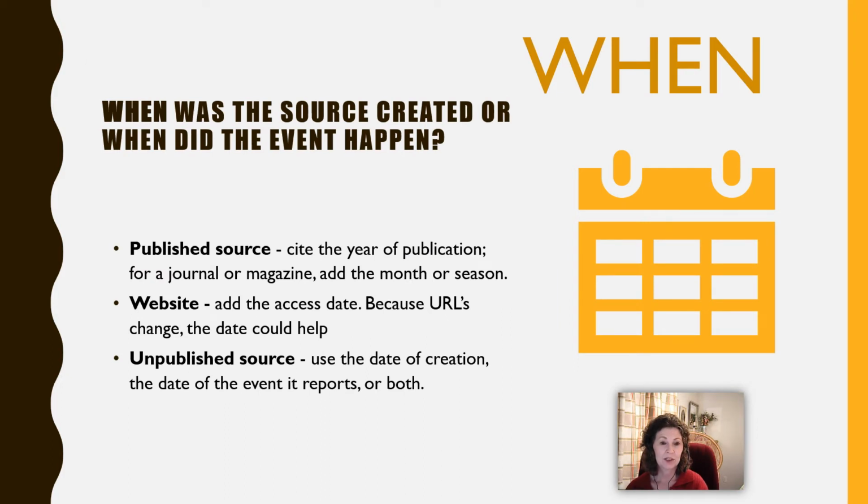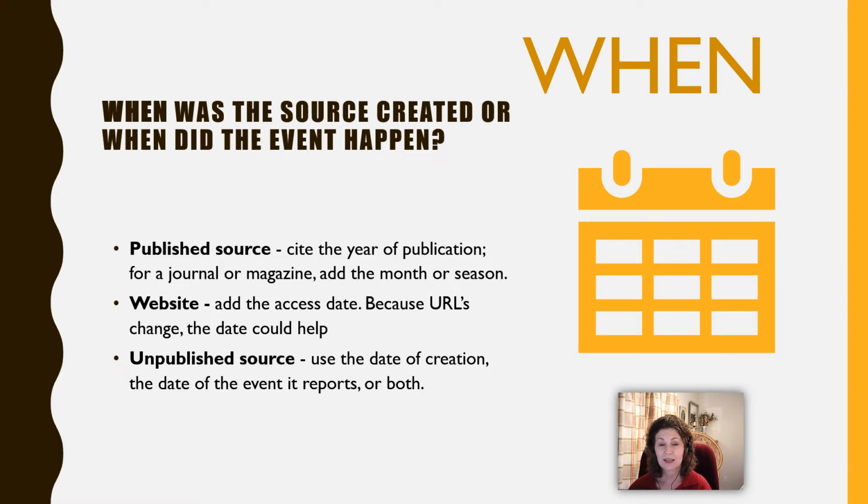Now, to answer the question of when, we have to look at when the source was created or when the event happened. And sometimes we use both. If we are using a published source like a book, we just put the year of publication. If it's a journal or a magazine, we can add the month or the season. If we are looking at a website, we can add the access date. And we always want to add the date that we looked at that website. URLs can change, and knowing the date that we looked at it could help us if we're going to use the Wayback Machine on Internet Archive to find that record again.